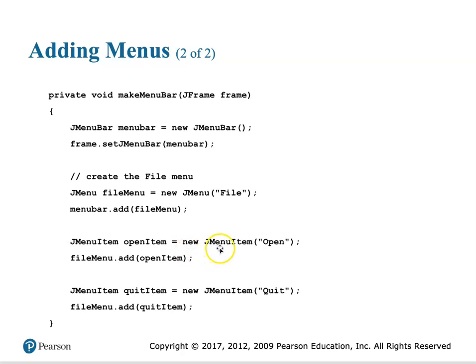And then we can make a JMenuItem with the text Open on it and add that to the file menu object. And then we can also create another menu item named quitItem that has the visual display of the word Quit, and we can add that to the menu bar. All of this is how visual interfaces get constructed.